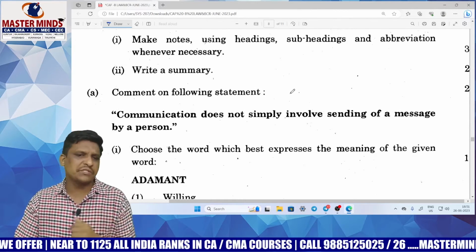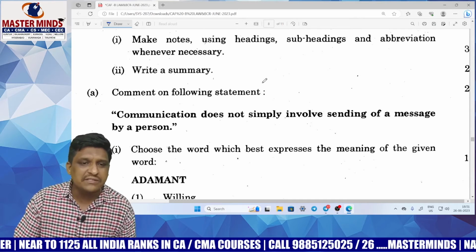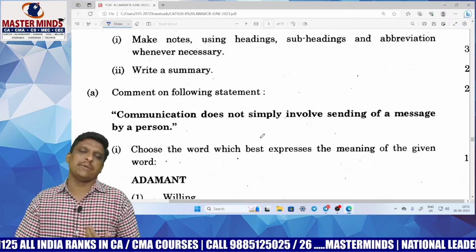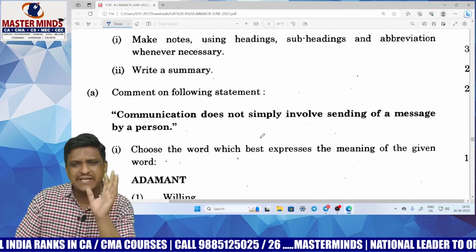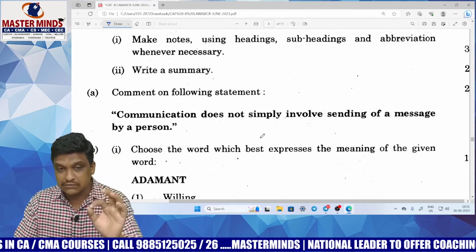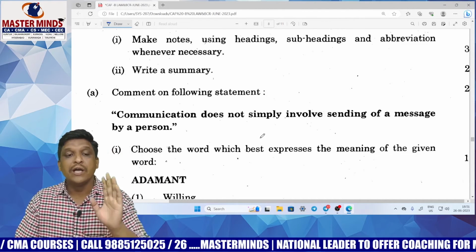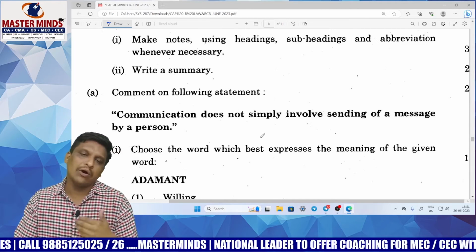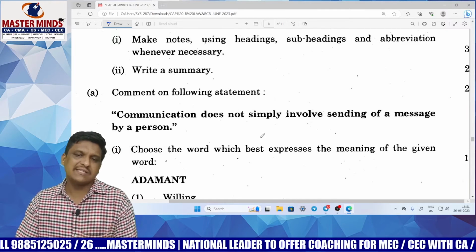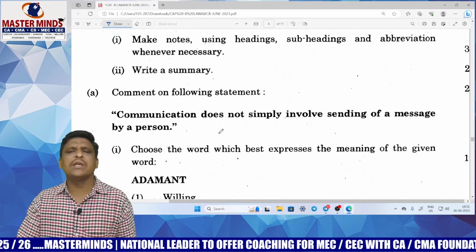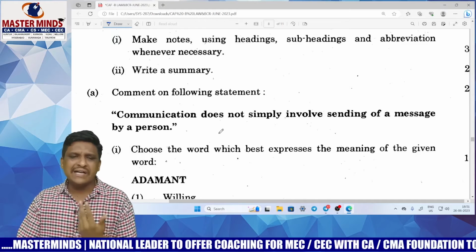Now let's go to the next question. Comment on the following statement: Communication does not simply involve sending a message by a person. Just try to understand the given statement first, and after that try to comment on it. Understanding the given statement is more important before we comment on it. Whether we need to take the true form of it or go against it depends on how we understood the given statement. See here, communication does not simply involve sending a message by a person.